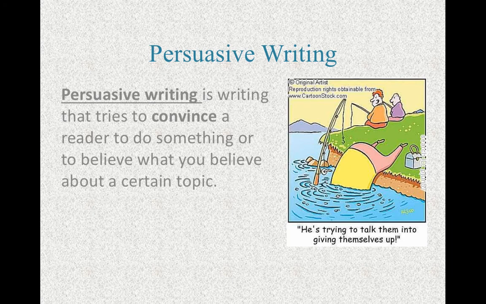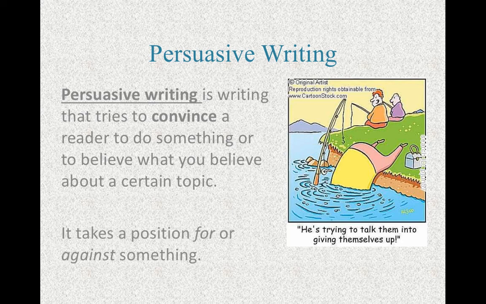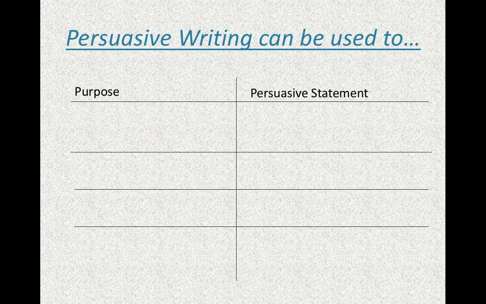So persuasive writing is writing that tries to convince a reader to do something or to believe what you believe about a certain topic. It takes a position for or against something. So sometimes when you read the different texts that you're given, and even here for To Kill a Mockingbird, you might be in the middle. But when we're writing something to persuade other people, to convince somebody else of something, you need to pick a side. You can't be in the middle.